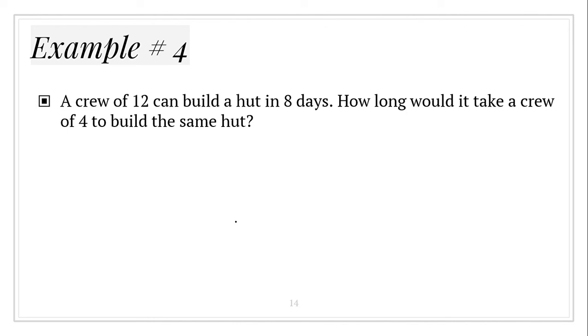So, a crew of 12 can build a house in 8 days. How long would it take a crew of 4 to build the same house? So, we have to understand the problem first. Let y be the number of days to build the house. And we have x as the number of crew. And we also have k as the constant of variation.